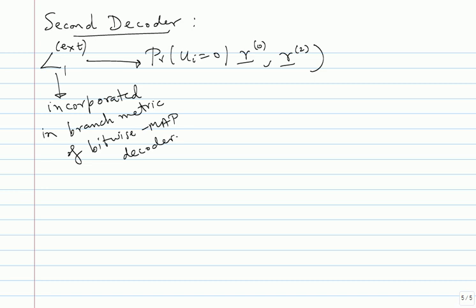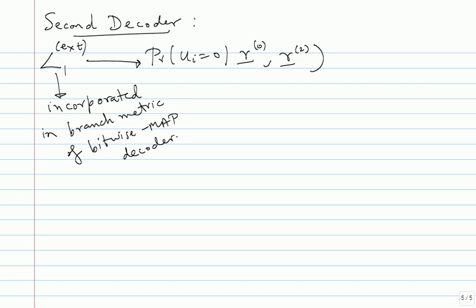So when you write down the bitwise MAP decoder, the inputs will be three things. First is R0, the received values corresponding to the systematic part. Then it's either R1 or R2, depending on which decoder it is. For decoder 1, it's going to be R1. For decoder 2, it's going to be R2, the received values corresponding to the parity parts. Then you have the third input, which is the a priori information available to that decoder. Where is it available from? From the run of the other decoder.